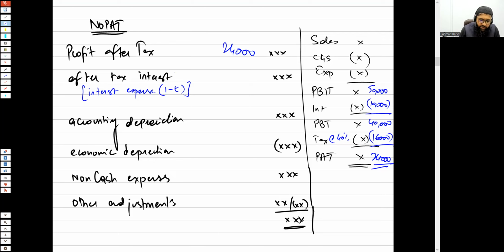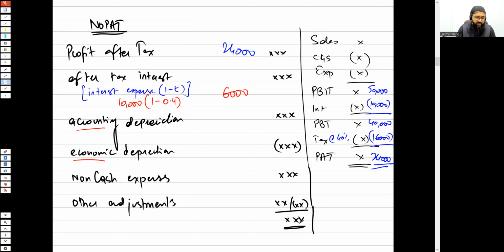So what are we going to do? We're going to add back the after tax interest over here. Let's say in this case, the interest is 10,000. So it's going to be 10,000 into 1 minus 0.4, which gives you 6,000. Then what happens is the accounting depreciation.